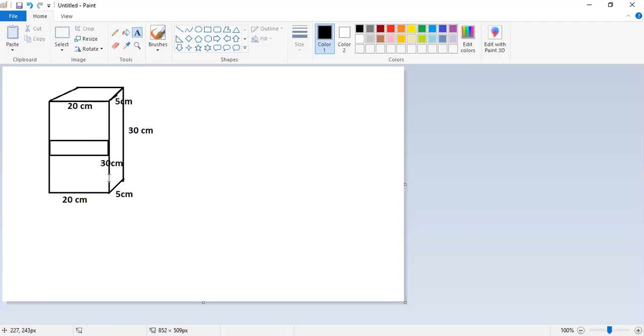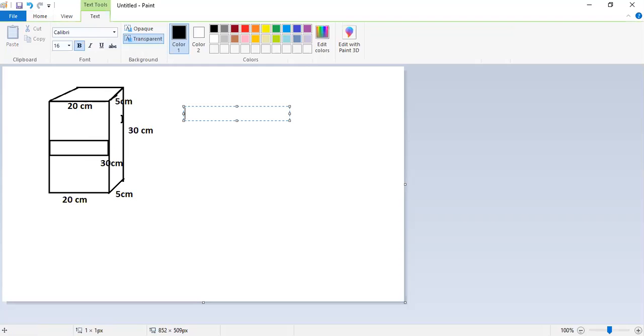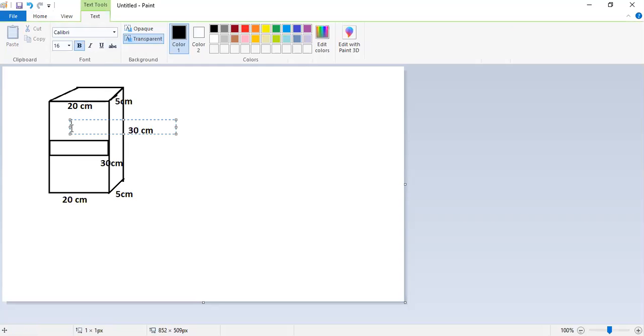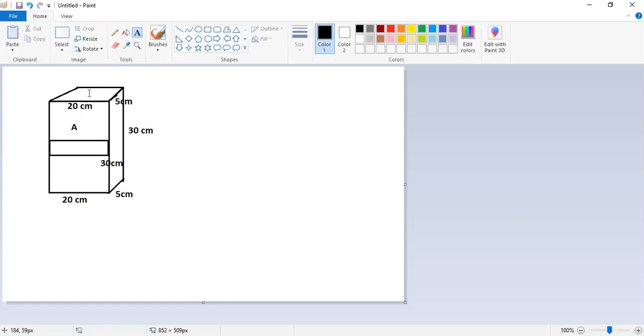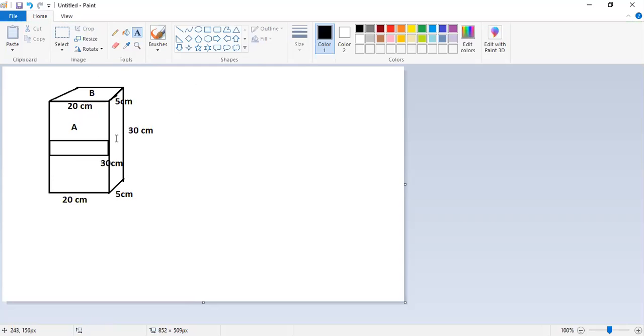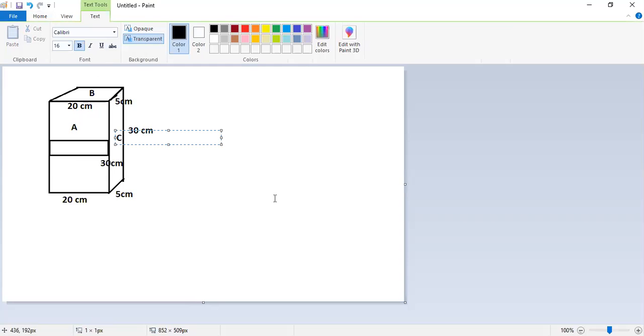So with the help of those numbers, we have named all the other sides too. So first let's name the faces. This is going to be face A, this is going to be face B, and this is going to be face C. Okay, so let's find the area.